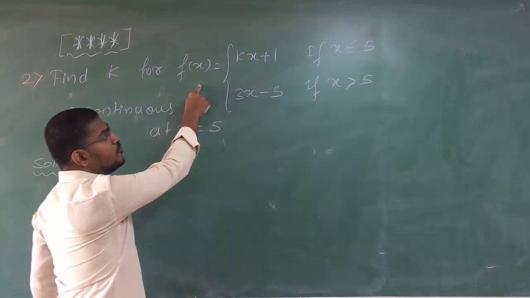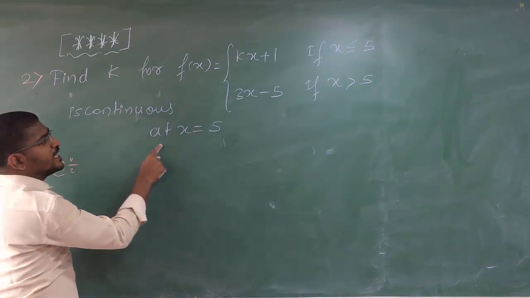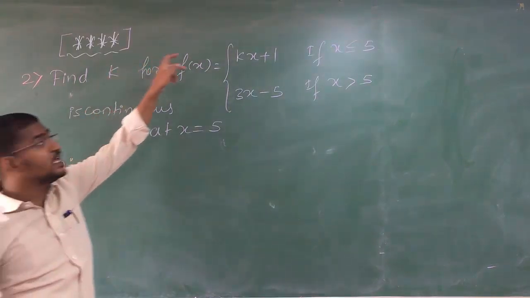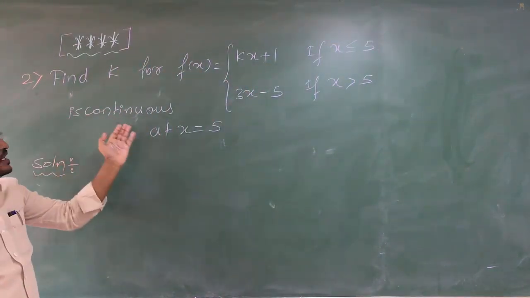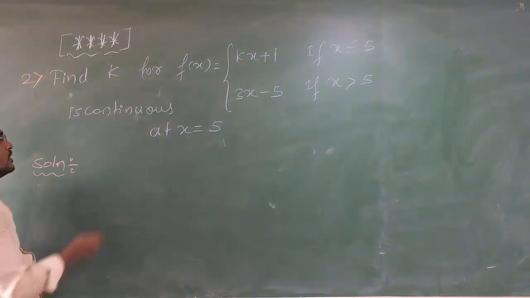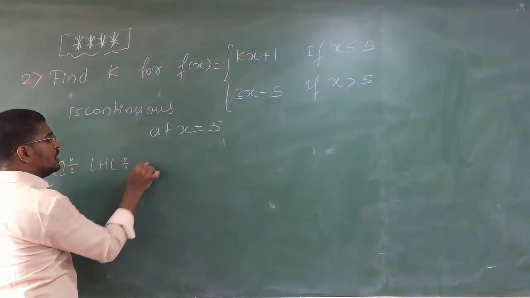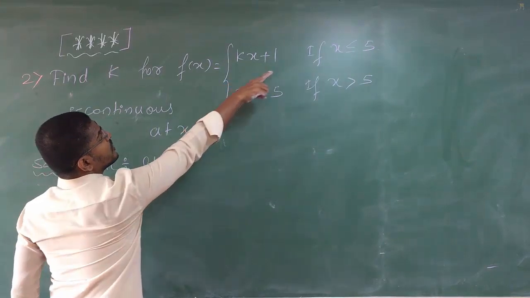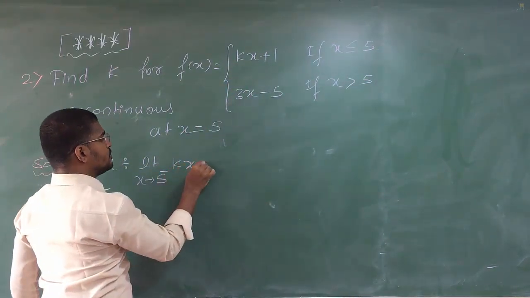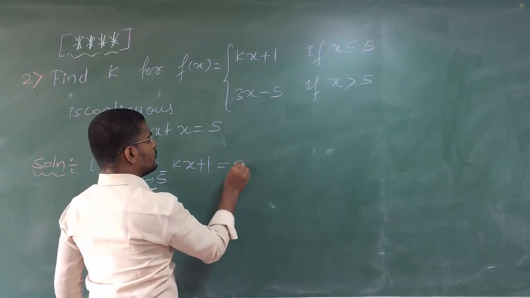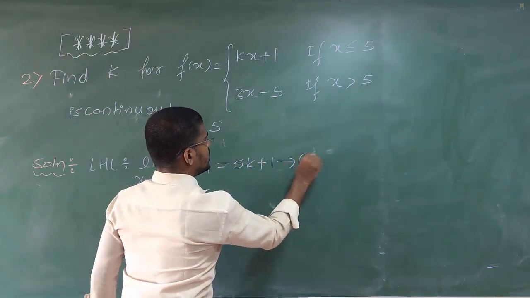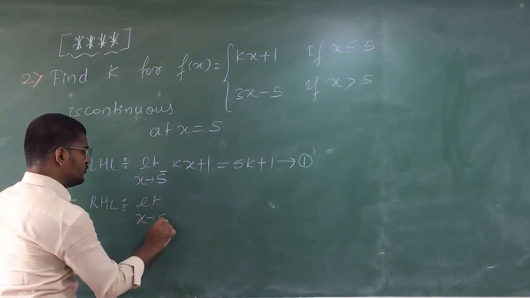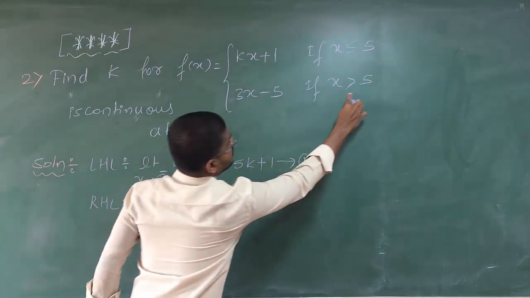So now let us go for the second problem. Find k for which f of x is continuous at x equal to 5. So they have given the f of x, and you have to calculate the value of k such that f of x is continuous at x equal to 5. Okay. Again LHL, limit x tending to 5 minus, what is your f of x for LHL? kx plus 1. So that is equal to 5k plus 1, your first equation. Next let us go for RHL. Limit x tending to 5 plus. For RHL what you are having?